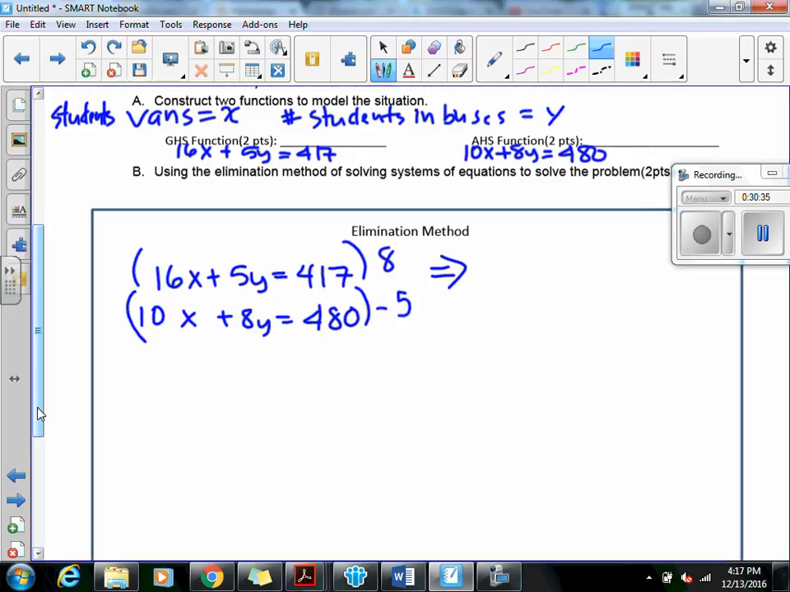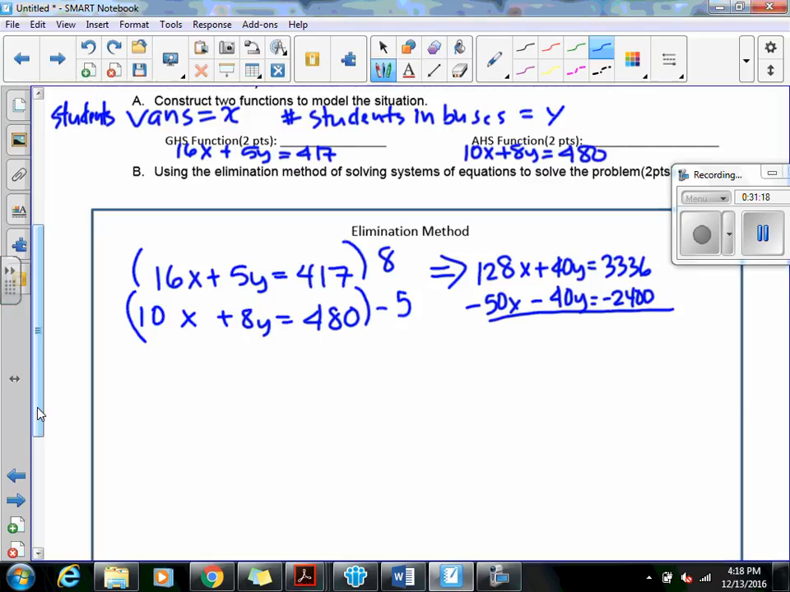So 16 times 8, I got a really big number. 128x, and plus 40y, and then 417 times 8. Wow, it's 3336. It's okay if we get big numbers. And then -5 times 10x is -50x, minus 40y, and then 480 times 5 is going to be 2400, but it's going to be -2400. So now we can go ahead and add these equations together.